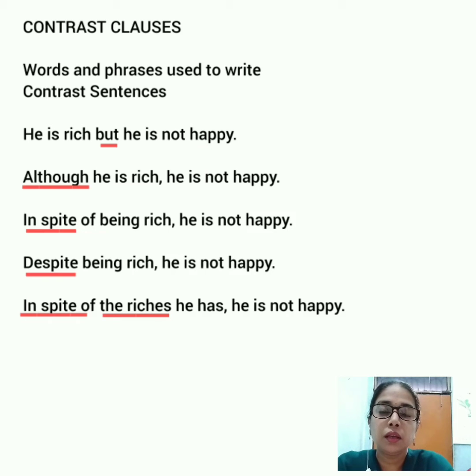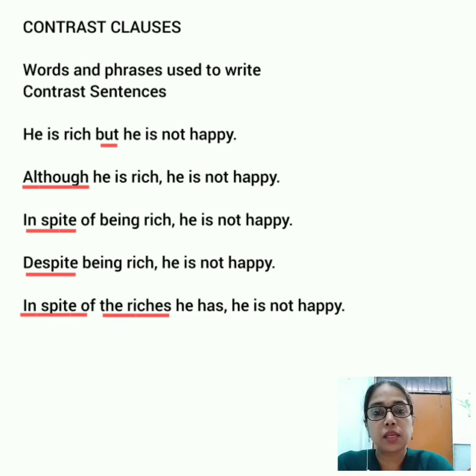Hello children, today I'll be telling you about contrast clauses. Contrast sentences are those in which there are two contrast clauses. The first clause tells you something and the second clause tells you something in contrast, that is something opposite to the first clause. Now I'll be telling you how to write contrast sentences using different words and phrases.